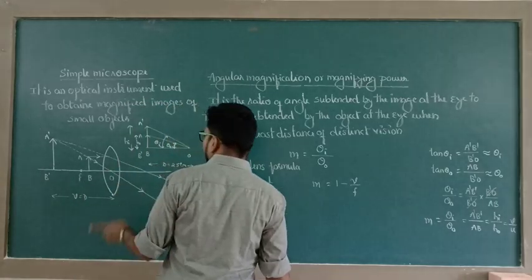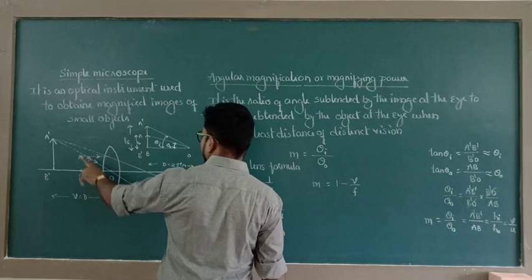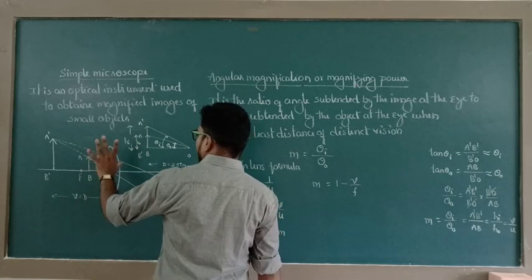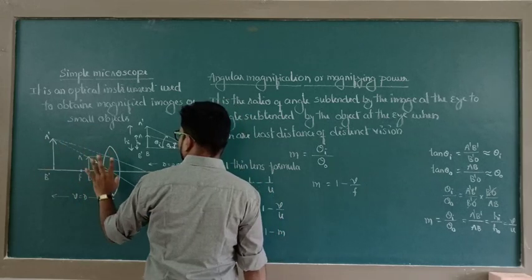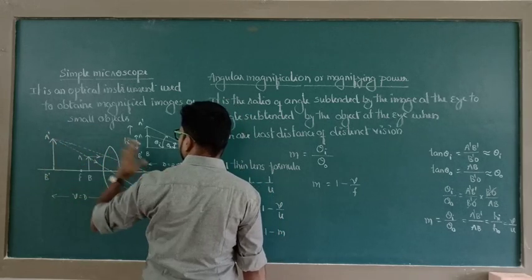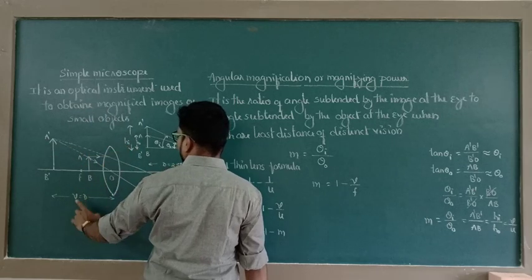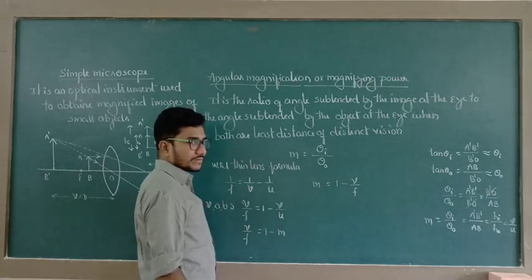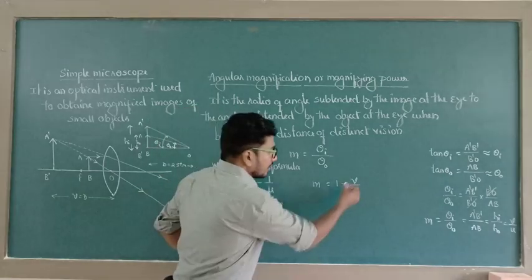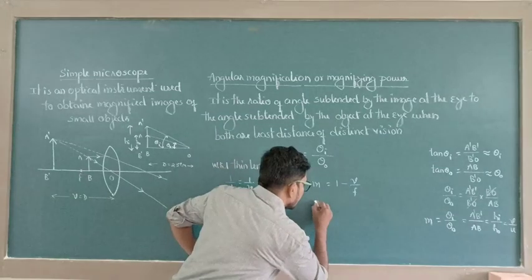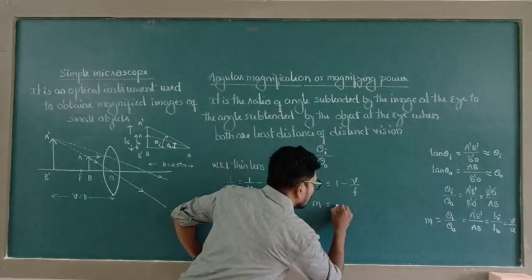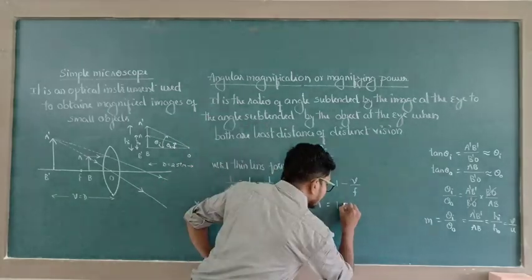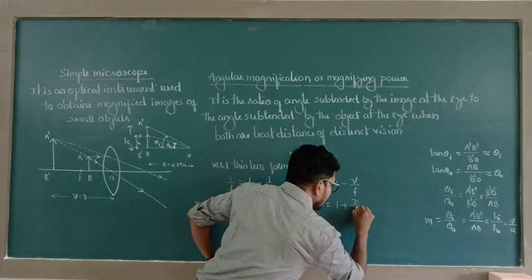So according to our concept, the image lies at the least distance of distinct vision. The direction of this measurement is right to left, and the direction of the light beam is left to right. Both are in opposite directions. Therefore, this D takes a negative sign. So here D is nothing but the image distance. Therefore, M is equal to 1 minus (minus D), minus into minus gives plus, so 1 plus D by F.